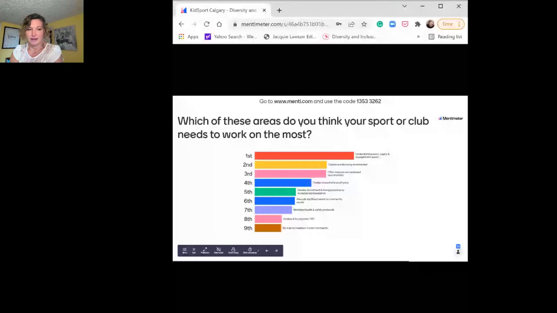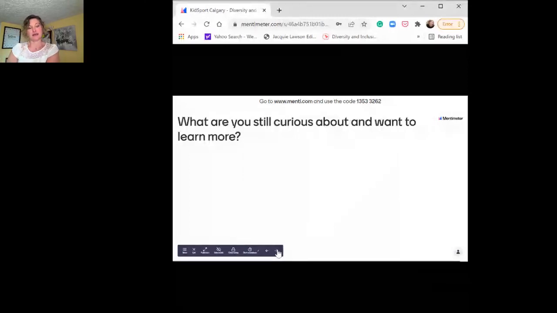We will park this poll and go back to our slides now and give you one more Mentimeter, which I'm actually going to preview for you because it's the next slide. We're not going to share these back to you right now, but I'm opening this one for what you're still curious about and want to learn more about. We'll share this back after the session.